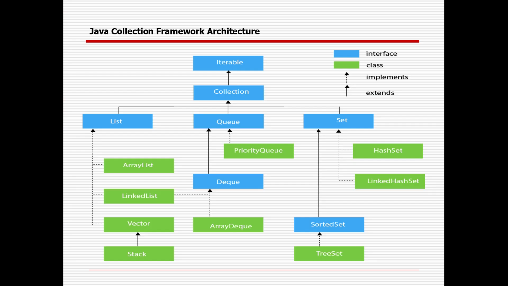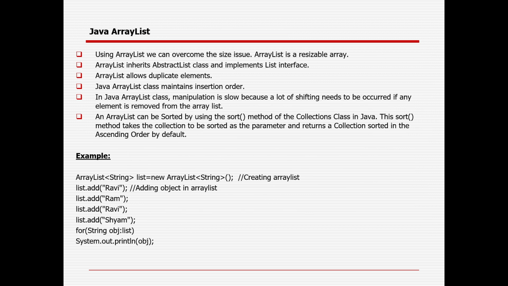If you go to the next slide, the different things are mentioned. Using ArrayList, the user can overcome the size issue that was already mentioned. Instead of an array, ArrayList is a resizable array. ArrayList inherits the abstract class and implements the list interface. ArrayList allows the user to add or store duplicate elements. The Java ArrayList class maintains insertion order. In the Java ArrayList class, manipulation is slow because a lot of shifting needs to occur if any element is removed from the ArrayList.